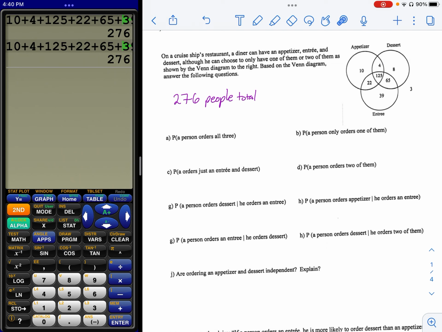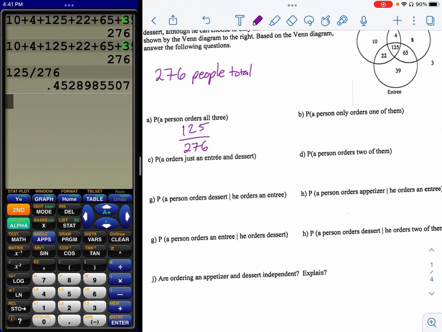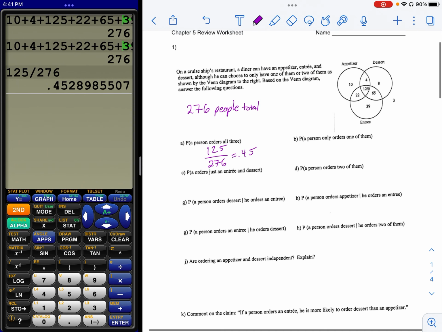All right, part A. Probability someone had all three. Well, first thing is I added up all the people. You can see my calculator there. Some of them ran off the edge, but I did it twice to double check my work. And I have 276 people, and 125 people ordered all three. As always, you want to make that a decimal? Go for it. 45% of the people.